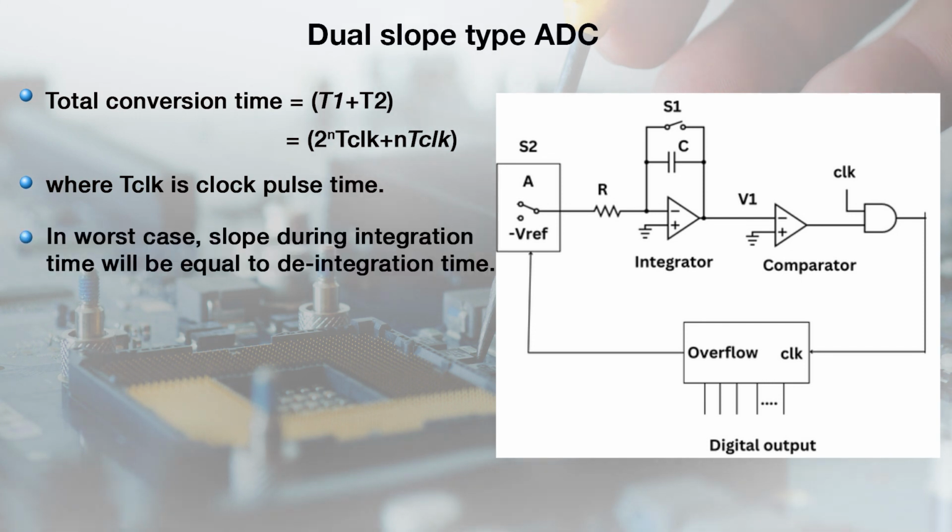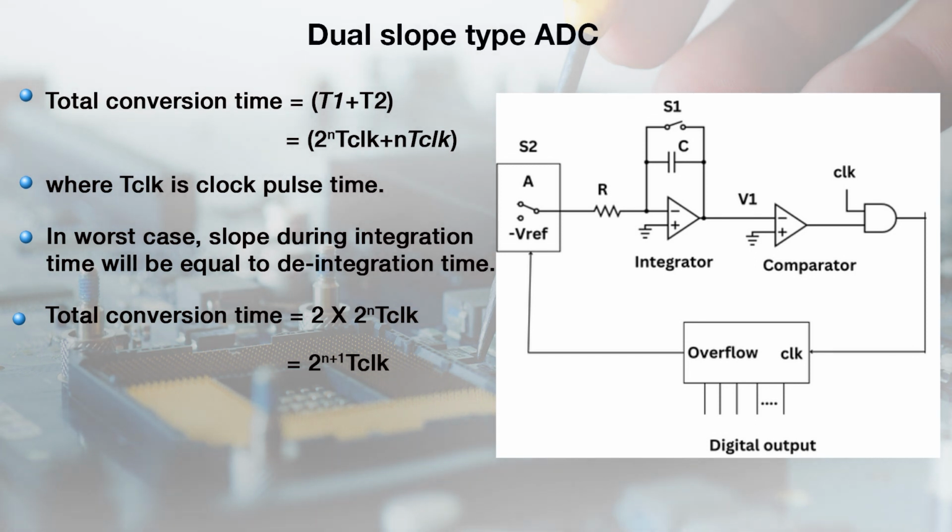So, if we see the worst case, when the slopes of both integration time and deintegration time are equal, in that case the magnitude of A is equal to Vref. So, the total conversion time is equal to 2 times 2 to the power n times the clock pulse duration. Hence, we come to the conclusion that this type of ADC takes too much time for conversion, and the conversion time depends on the frequency of clock pulses and n, that is, the resolution.